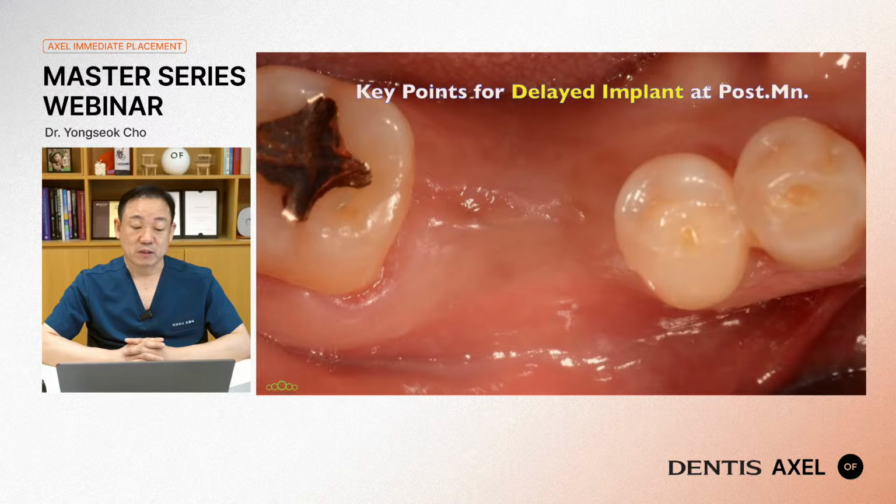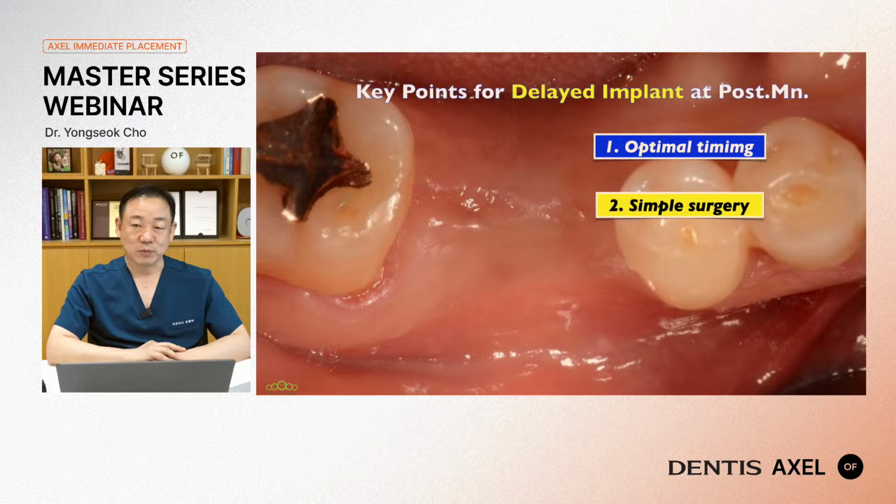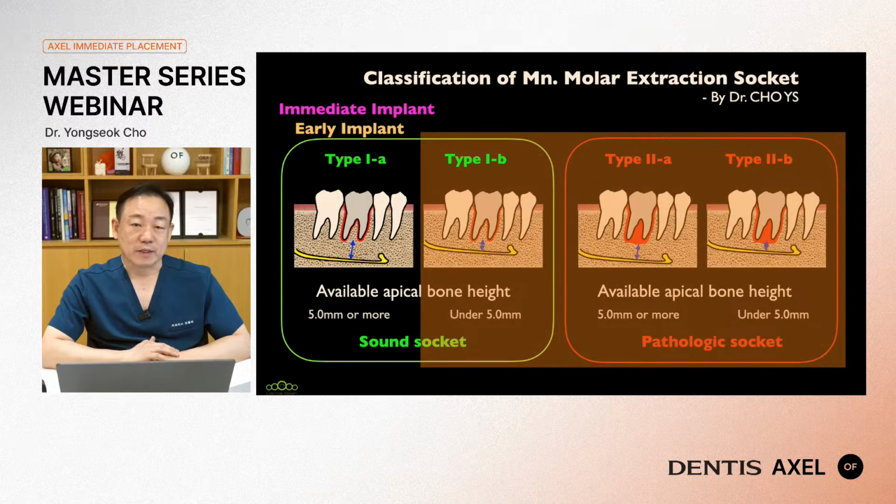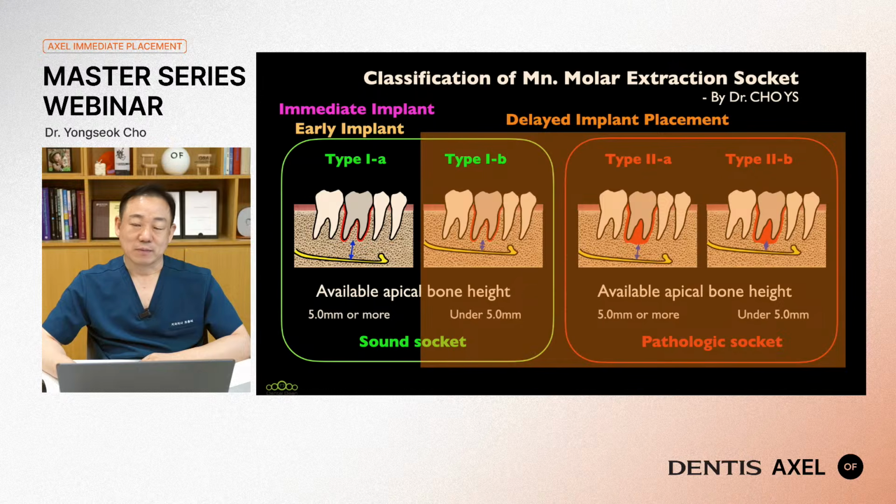The key point for delayed implant is, first, the optimal timing to place implant and do simple implant surgery. Immediate and early implant indication is type 1A extraction socket. The others, type 1B, type 2A, type 2B, belong to delayed implant placement indications. So many cases belong to delayed implant placement indications.